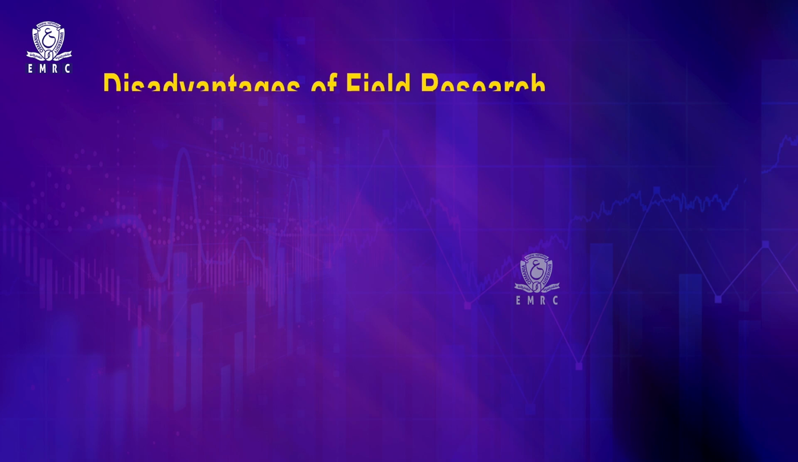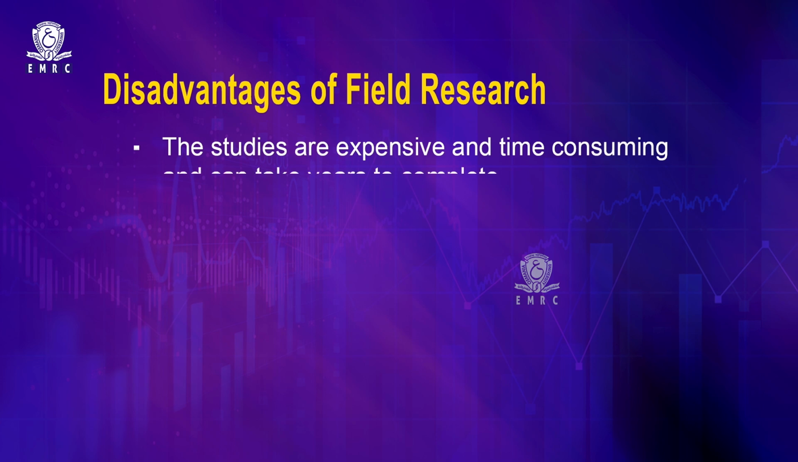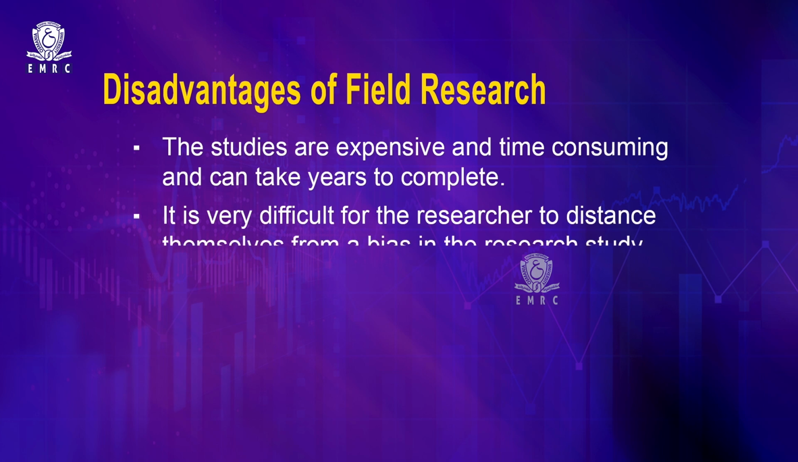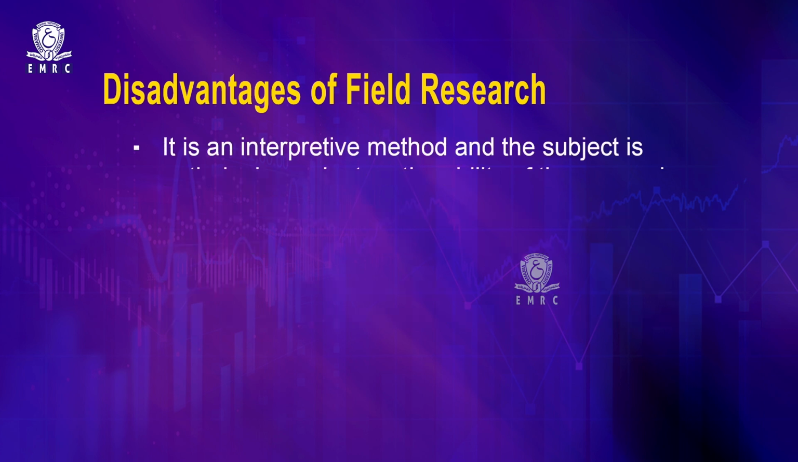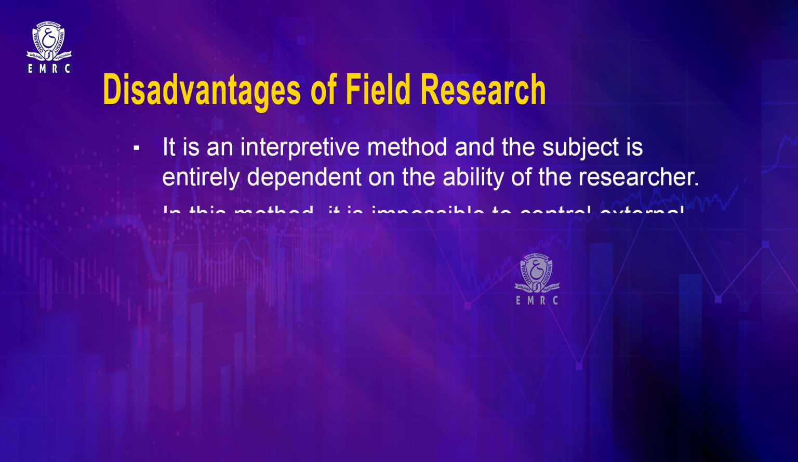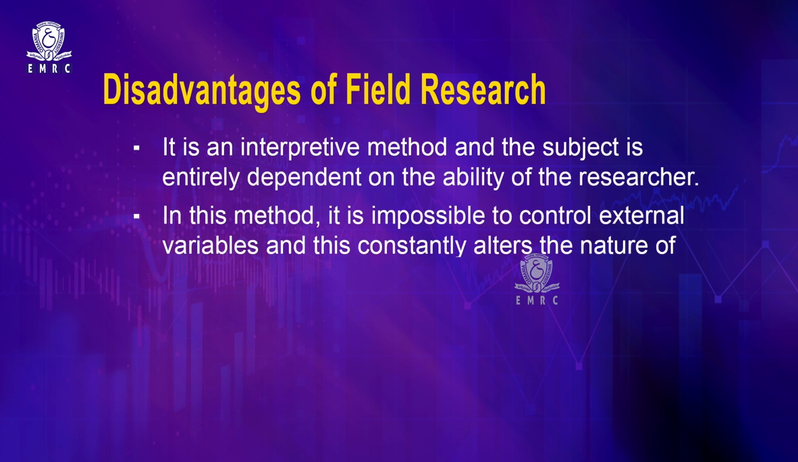Now, let's look at the disadvantages of field research. The studies are expensive and time consuming and can take years to complete. It is very difficult for the researcher to distance themselves from bias in the research study. The notes have to be exactly what the researcher says, but the nomenclature is very tough to follow. It is an interpretive method and the subject is entirely dependent on the ability of the researcher. In this method, it is impossible to control external variables and this constantly alters the nature of the research.